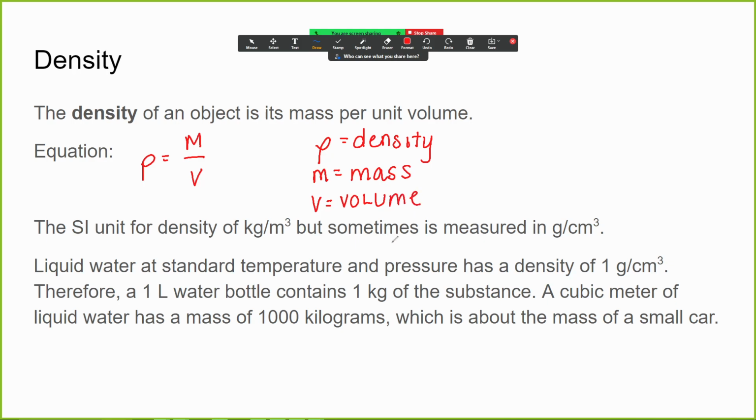One of the tricky things here is that sometimes you're going to get a density that's measured in grams per centimeter cubed. Now we know that's not the SI unit that we are very used to. We're used to seeing kilograms and meters cubed, but sometimes you will see it measured in grams per centimeter cubed. So liquid water is one that we're going to refer to a lot. Liquid water at standard temperature and pressure is going to have a density of 1 gram per centimeter cubed. So sometimes you might hear, oh, what's the density of water? And someone gives you an answer of 1. Now that's not completely untrue, but you have to understand what they mean when they say 1. They're talking about 1 gram per centimeter cubed. Okay? That means that 1 liter of a water bottle contains a kilogram of water. And a cubic meter of liquid water is going to have a mass of 1,000 kilograms, which is about the mass of a small car. Okay, so we'll talk about how we're measuring water and the different units that we could actually measure it in.